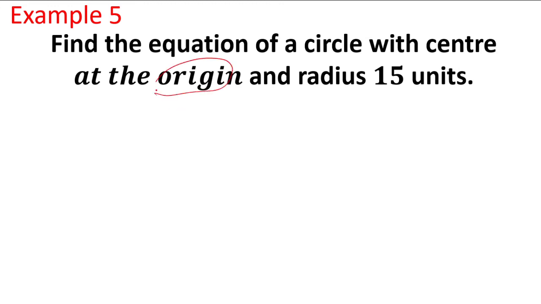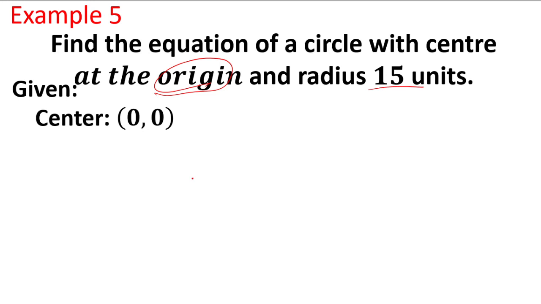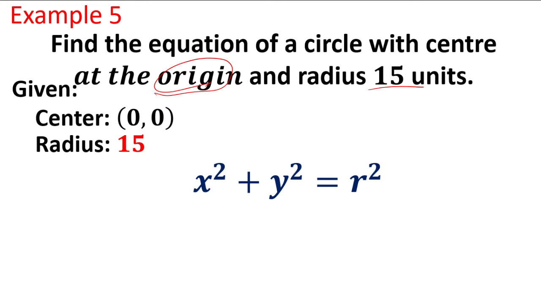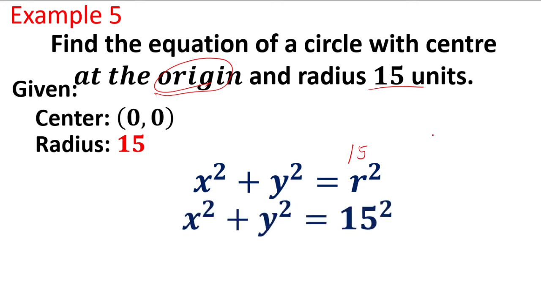So, yun na yun. Next, find the equation of a circle with center at the origin and radius 15 units. So, nasa origin ulit siya. Ang radius naman natin ay 15 units. So, ang center natin nasa 0 and 0. Tapos, ang radius natin ay 15 units. So, gamit ang ating formula, substitute lang yung r, magiging 15. So, x squared plus y squared is equal to 15 squared. And 15 times 15 is equal to 225.